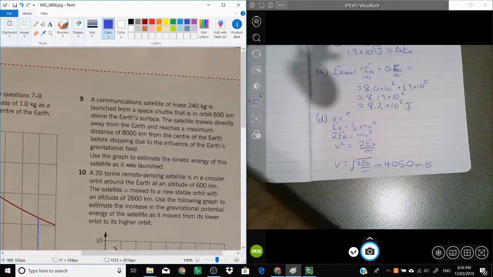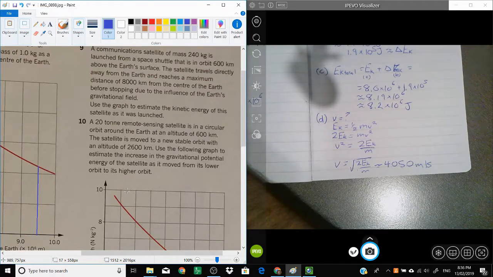So let's have a look at what else we have to do. Okay, question 9. A communication satellite of mass 240 kilograms is launched from a spatial orbit, 600 kilometers above the Earth's surface. The satellite travels directly away from the Earth and reaches a maximum distance of 8,000 kilometers from the center of the Earth, stopping due to the influence of Earth's gravitational field. Use the graph to estimate the kinetic energy of the satellite as it was launched.